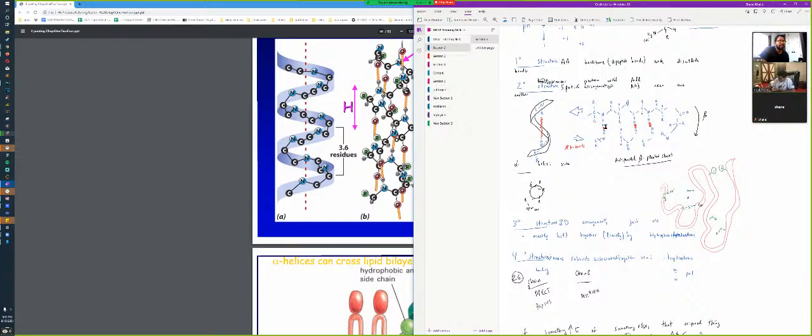Yeah, the other type of secondary structure is a beta pleated sheet. Okay. Yeah, and so does this overhead view kind of make sense over here?